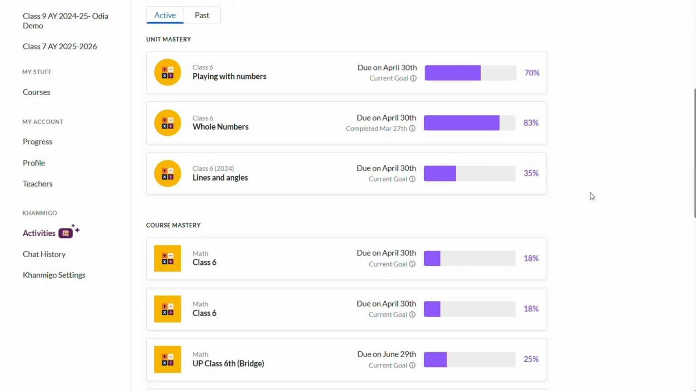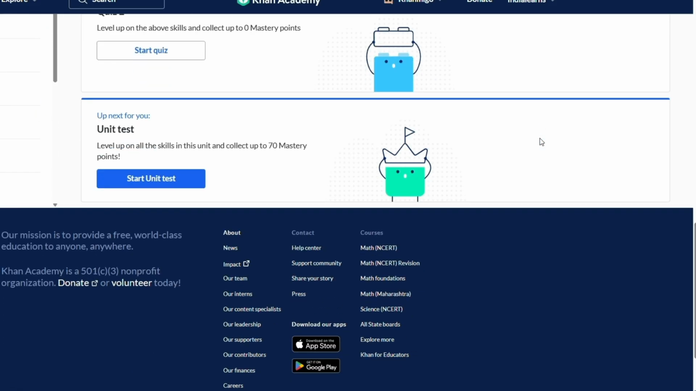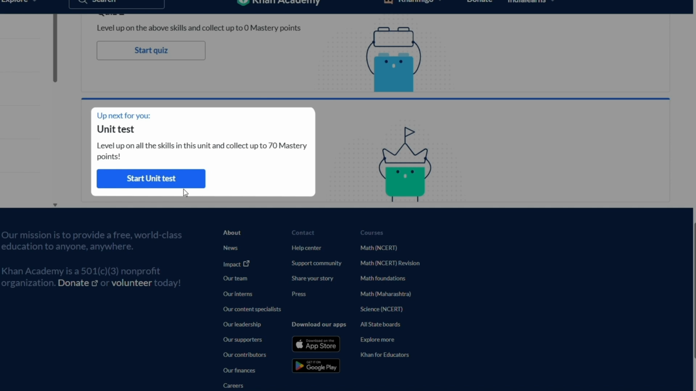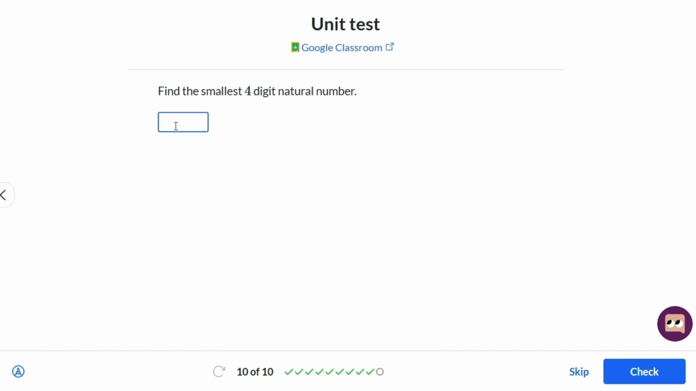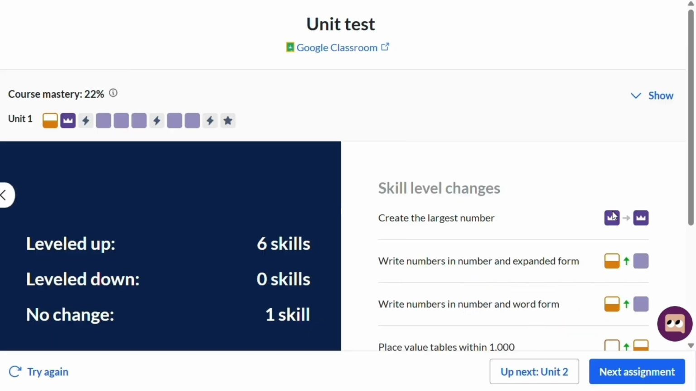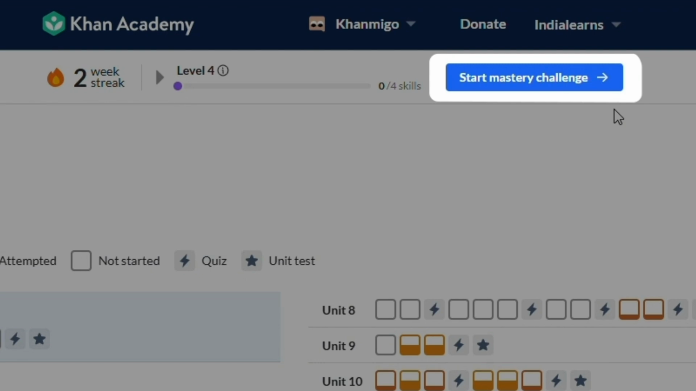Secondly, remember that unit tests play a crucial role in achieving mastery. So once you reach the proficient level in all the skills of a unit, attempt the unit test and answer all questions correctly, and you will land at the mastered level. You can also keep an eye out for mastery challenges or course challenges to reach the mastered level.